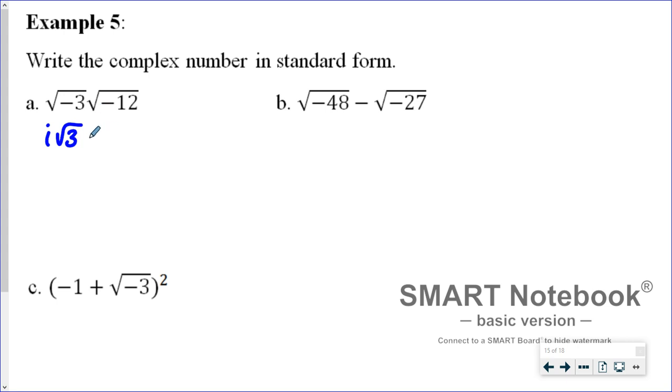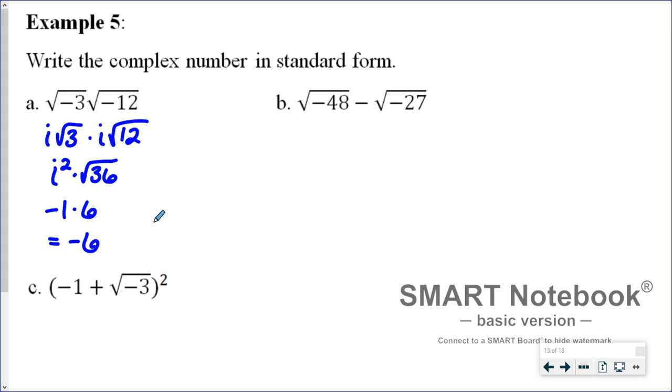And then this would be i times the square root of 12. Well, if you went ahead and multiplied here, you would get i squared times the square root of 36. And then that's just, see, this is negative 1 times 6, which is negative 6.